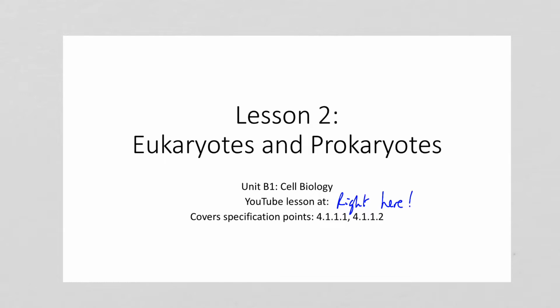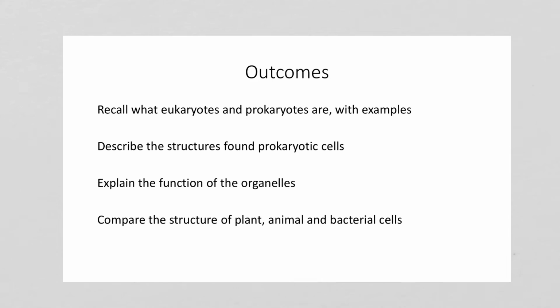This builds off of lesson 1, which was on animal and plant cells. For this lesson we're going to bring in a third type of cell, bacterial cells, which are going to be our example of prokaryotes. Let's take a look at what we are going to do today. We are going to recall what eukaryotes and prokaryotes are with examples. We are going to describe the structures found in prokaryotic cells, explain the function of those organelles, those structures in the cells, and then compare the structure of plant, animal, and bacterial cells.